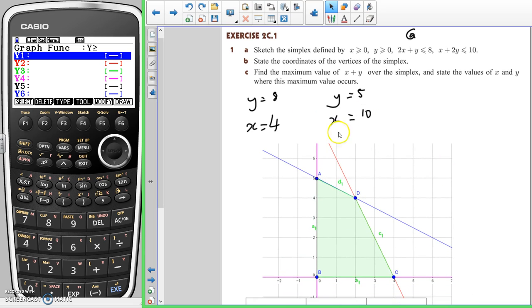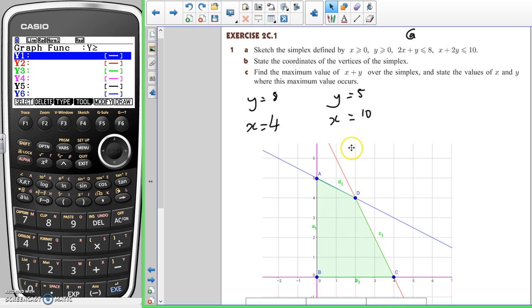So if we have a look at that, you can see that x is greater than or equal to 0, so that's that line there, so it must be above there, forward from there. Y is greater than or equal to 0, so it must be above there. Now we draw in the line, so if you've got y is equal to 8 and x is 4, that would be this red line here.